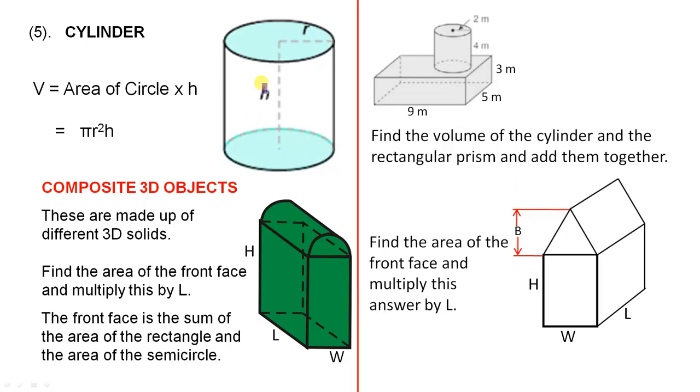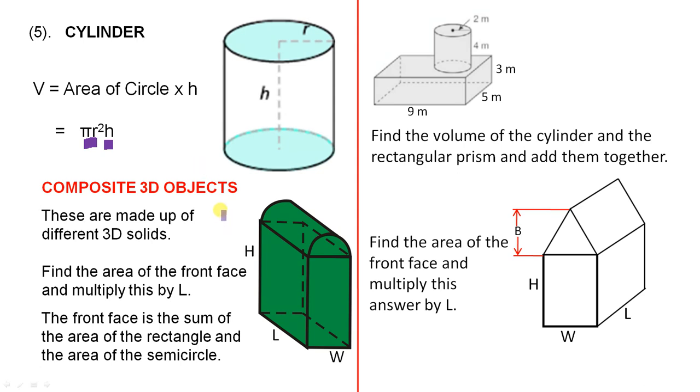The volume of the cylinder is the area of the circle times h. So there's the circle here, and the area of the circle is pi r squared. We've seen that before. You multiply that by the perpendicular height, and we have cubic units.